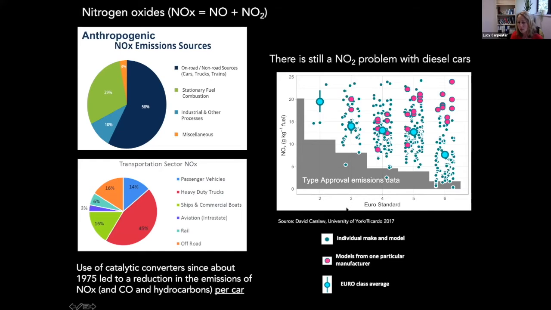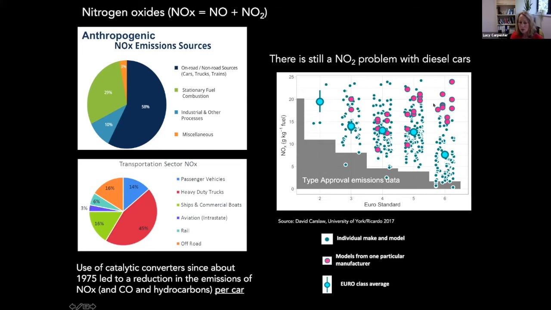But this data, and this comes from David Carslaw at the University of York, shows data that they've directly taken on the road from specific types of cars. So they're able to measure the NO2 and attribute that to a particular make and model of car. You can see that although to start with NO2 emissions from actual cars started to come down, they barely changed at all for a while, whilst the Euro standards were still getting more stringent. They have come down a bit now on average, but they're still way higher than the Euro standard.